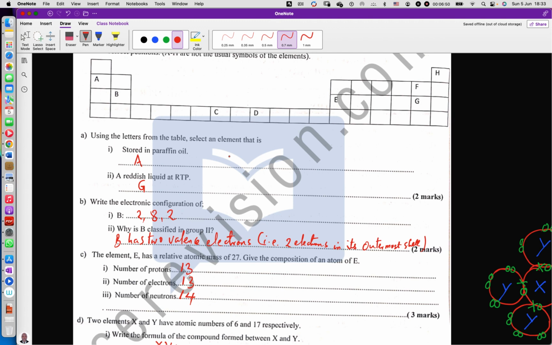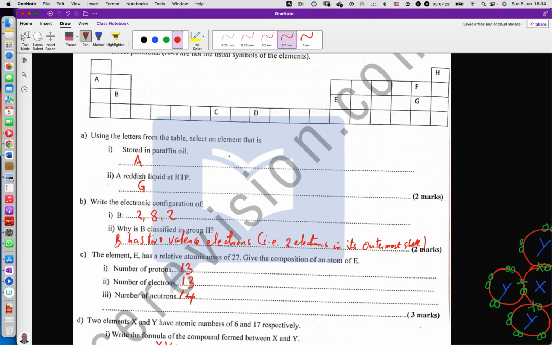And obviously the inert gases or the noble gases have 8 electrons in their outermost shell, or 8 valence electrons. So we are saying that B is classified in group 2 of the periodic table because it has 2 valence electrons. That is, it has 2 electrons in its outermost shell.